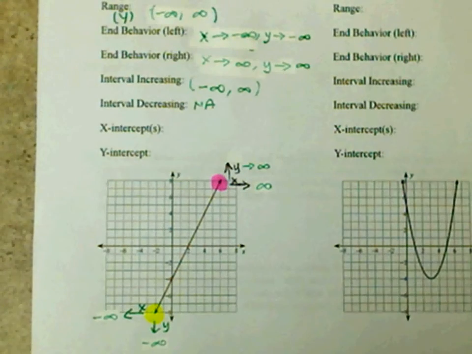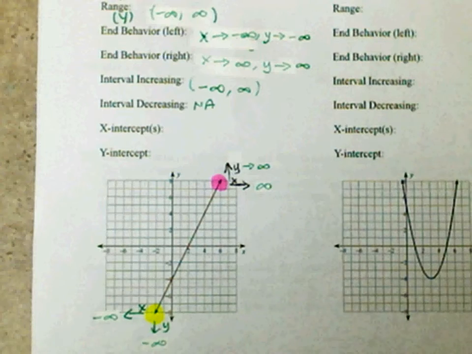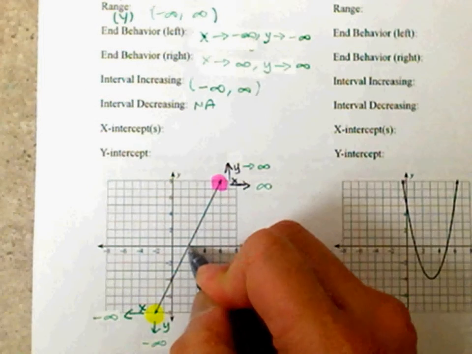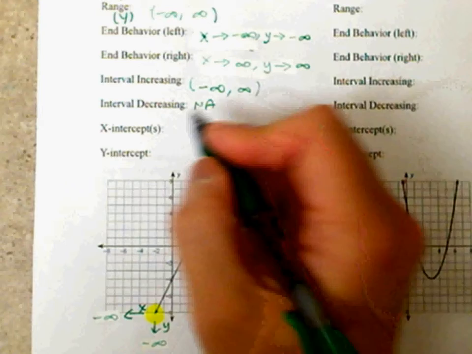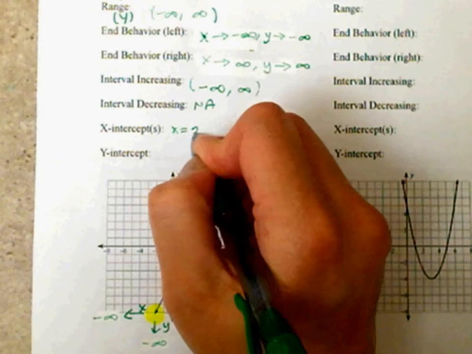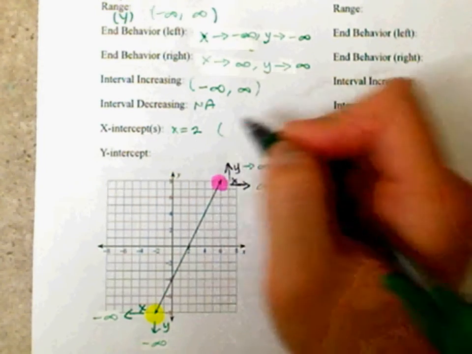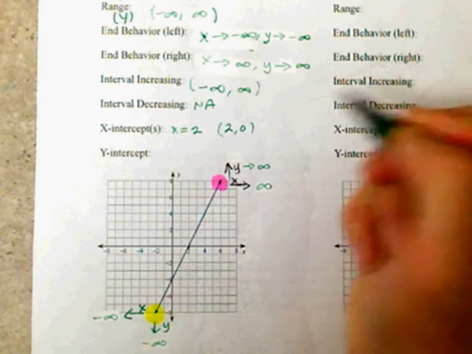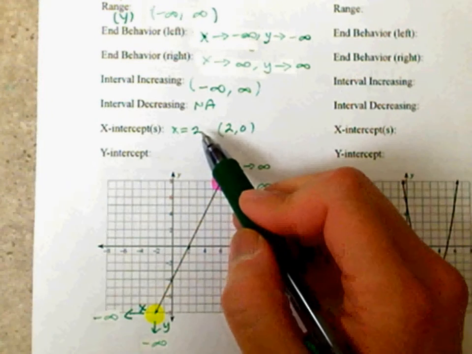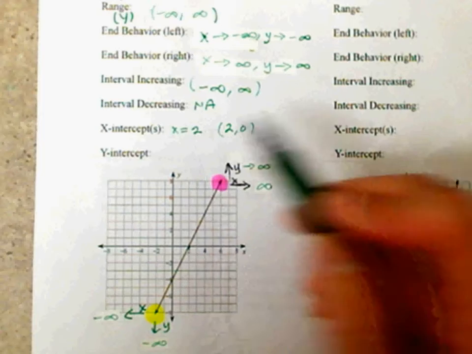Your x-intercept, where does it cross the x-axis? It crosses right here at 2. And what is that point called? You can write it x equals 2, or you can write it as an ordered pair, (2, 0). Don't just write 2, because I don't know what you mean unless you write x equals 2.